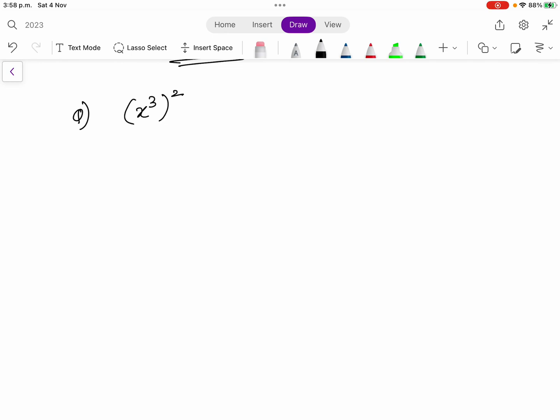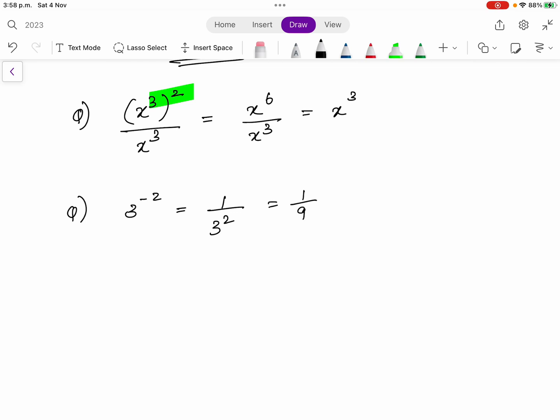X to the power of 3 to the power of 2 divided by x cubed. So this is x to the power of 3 times 2, which is x to the power of 6 over x to the power of 3, which is equal to x to the power of 3. Then another one: 3 to the power of minus 2 can be written as 1 by 3 to the power of 2, which is equal to 1 by 9.